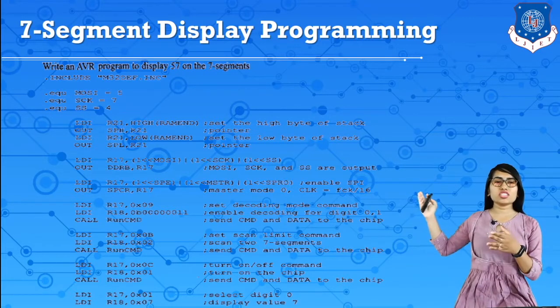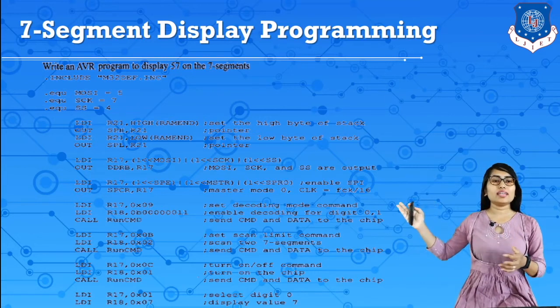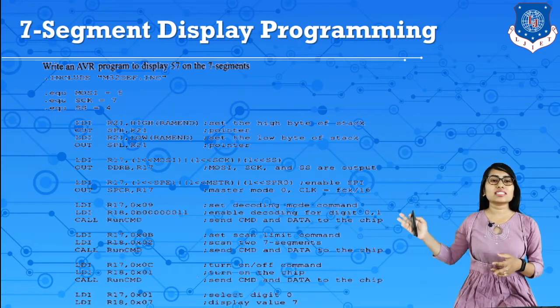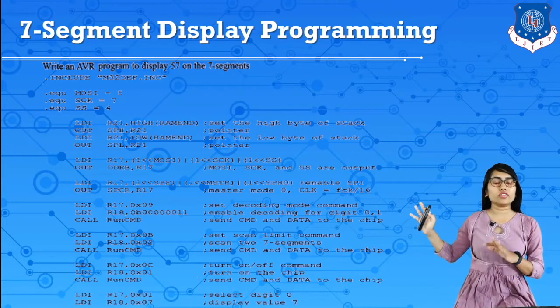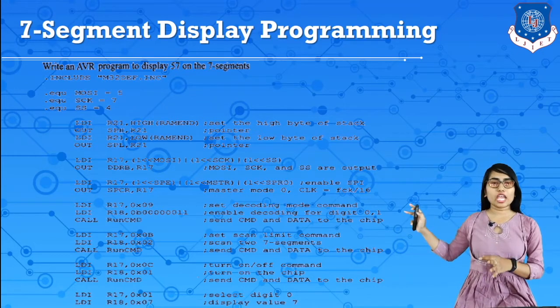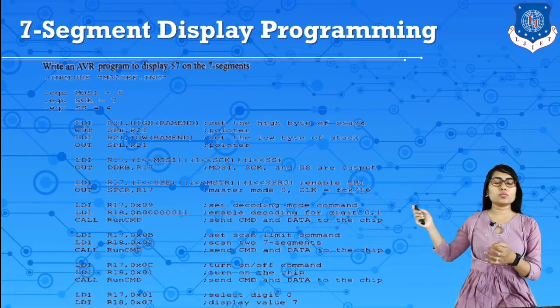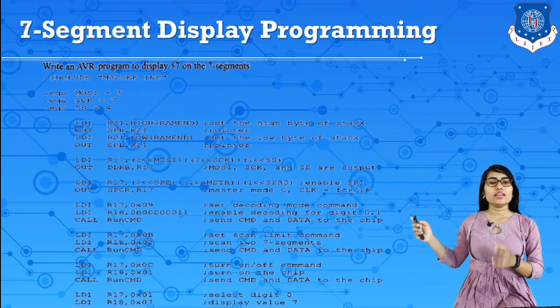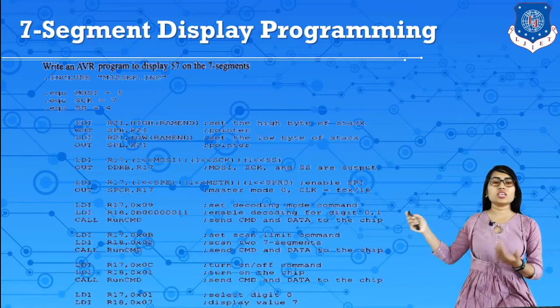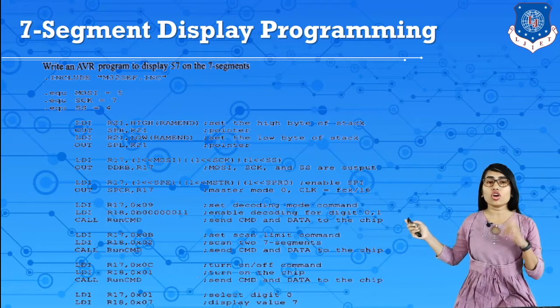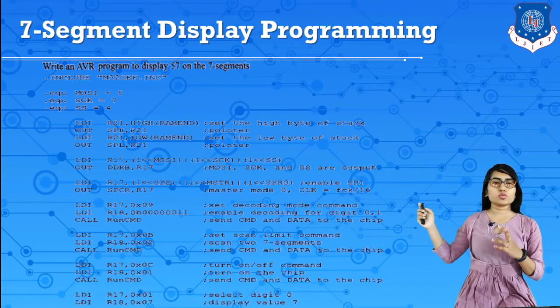So we initialize MOSI as pin 5, SCK as pin 7, and SS equal to 4. Okay, so this is the initialization of the MOSI, SCK and SS pins. Now here we initialize the stack pointer and then set the pins. So here MOSI, SCK and SS are outputs, so we make these pins 1. Okay, now to select master mode and define a clock frequency, here we use the SPCR register, that means the SPI control register of the SPI bus protocol. So here SPI is used.